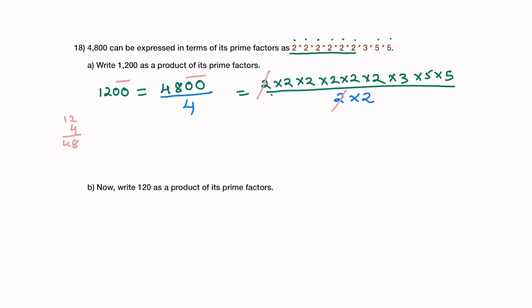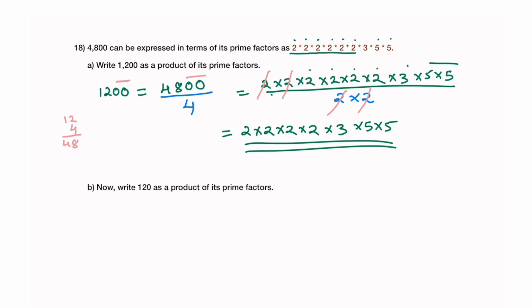So 2, 2. Another 2, another 2. That's it. There's no more cancellation now. So we write the answer. So that becomes 1, 2, 3, 4, that's 3, and that's twice, right? So 5 and 5, and it's done. Simple, easy. Now write 120.